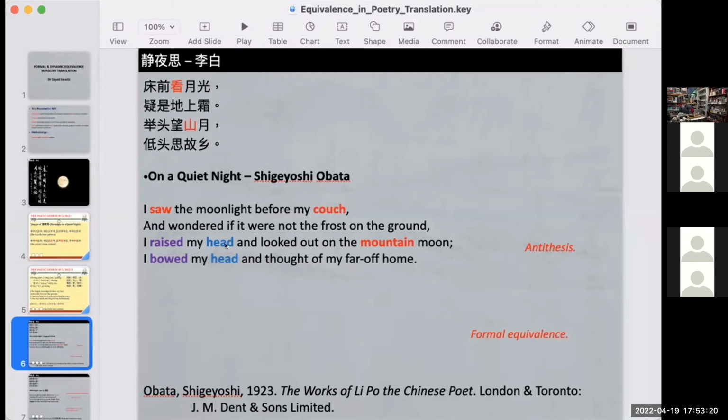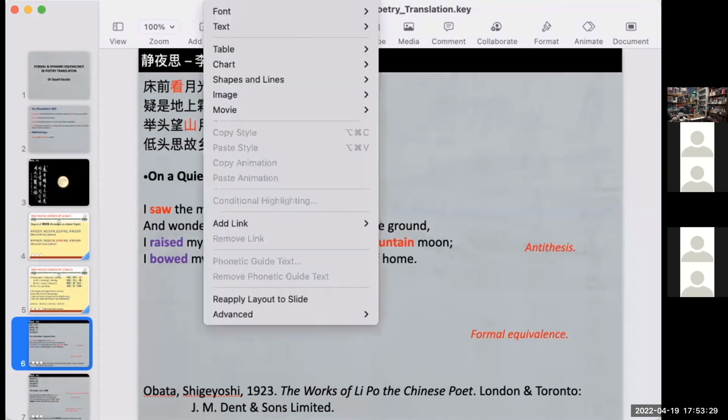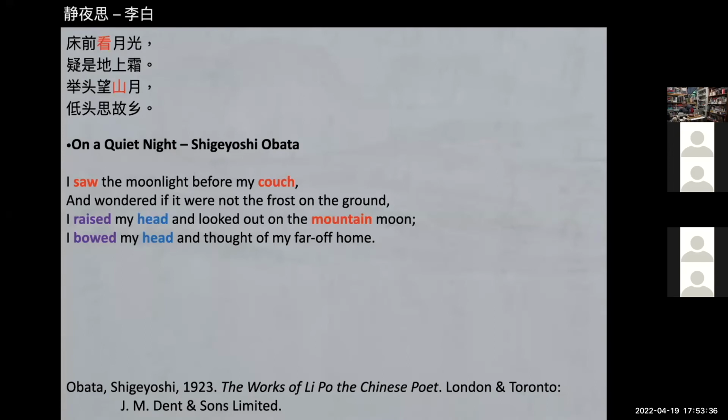So if we try to analyze his translation, and try to see if it's formal or dynamic. I saw the moonlight before my couch. So here that is the translation of Obata, and wondered if it were not the frost on the ground. I raised my head and looked out on the mountain moon. The mountain moon, Shan Yue. I bowed my head and thought of my far off home.